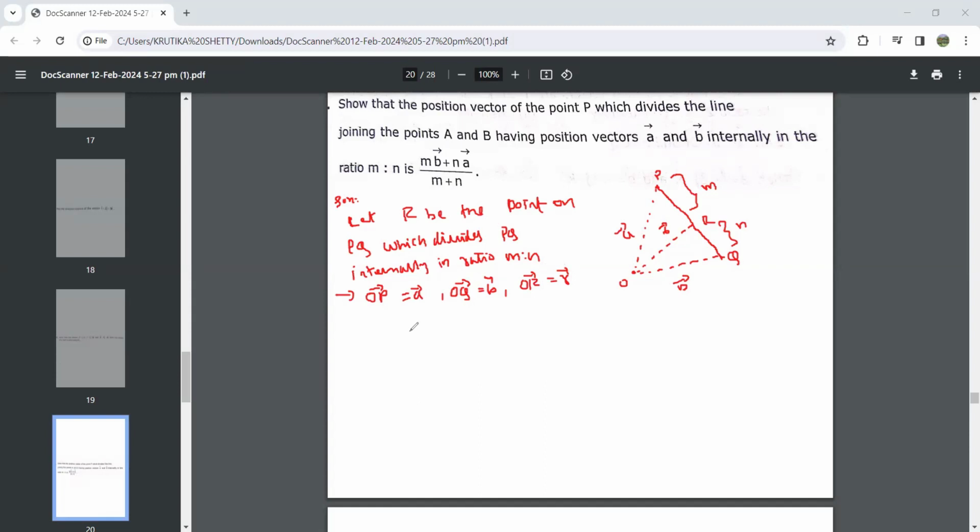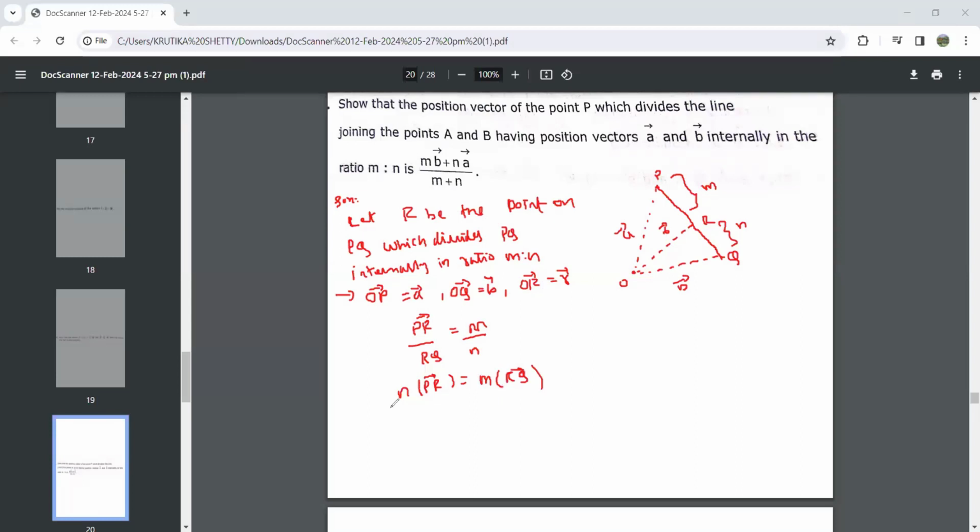Now from the given figure we consider the modulus value. PR upon RQ will be equal to m is to n, the ratio of the magnitudes of these two vectors, so we are considering this as m upon n. Next, we cross multiply, so it will be n into PR is equal to m into RQ.